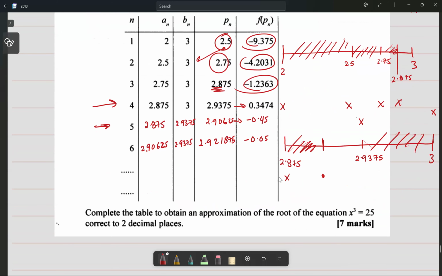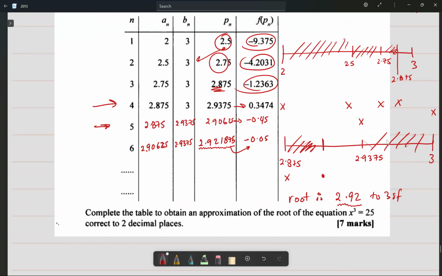So we're going to tell them that the root is therefore 2.92. This answer we found, 2.921, is pretty close to 0. So that means the answer is also pretty close to this. I will take it to 3 significant figures.